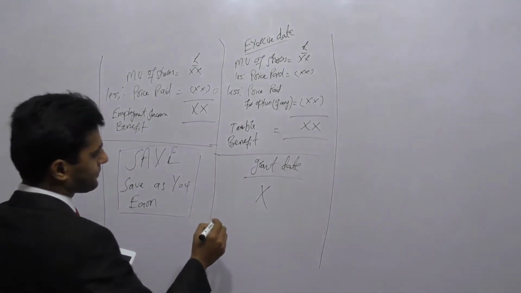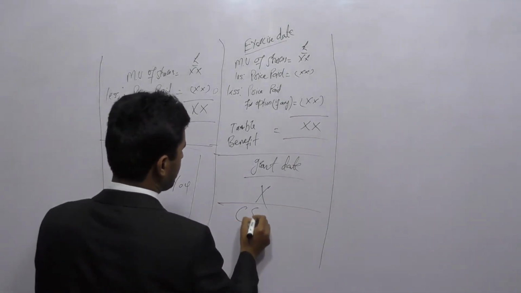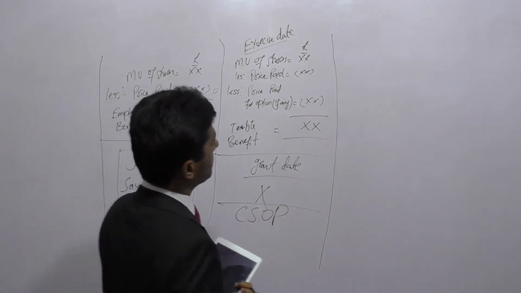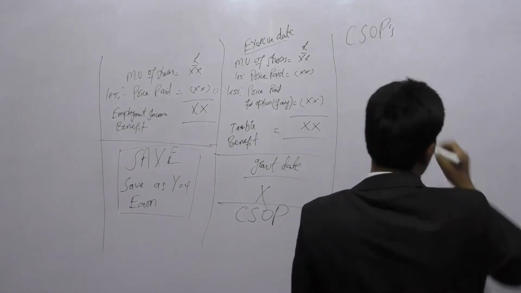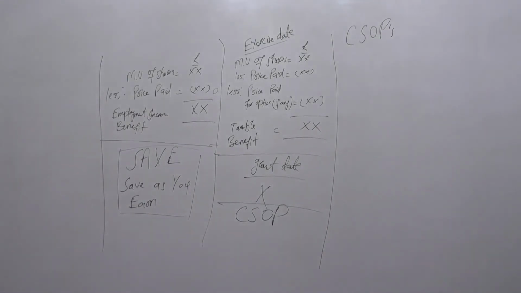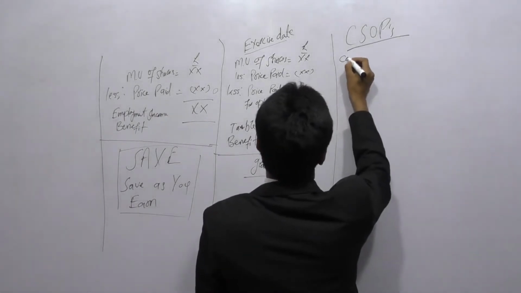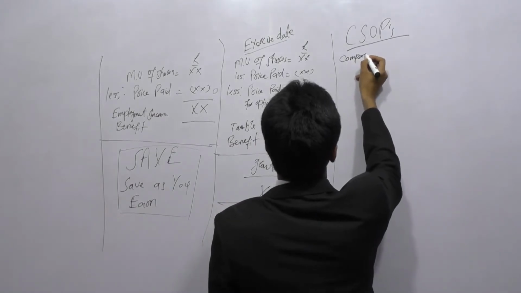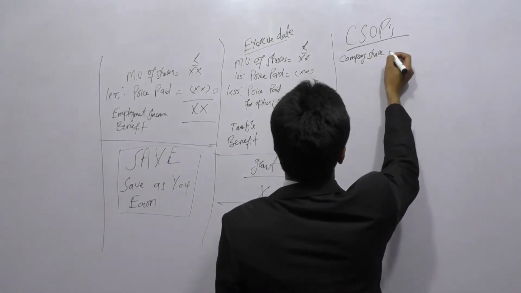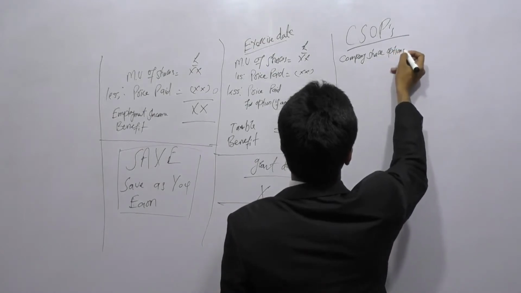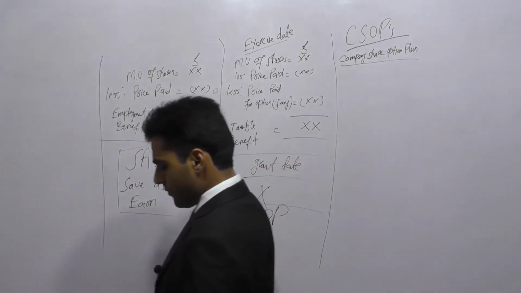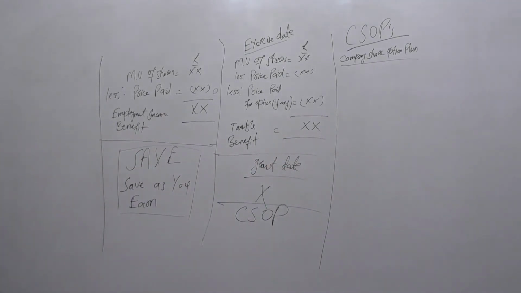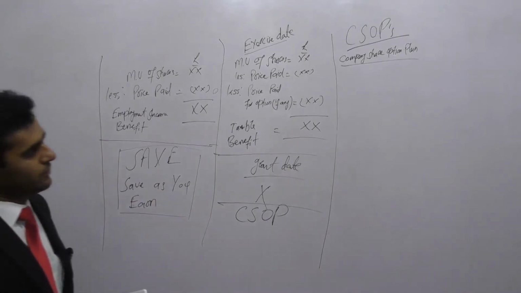Another scheme is company share option plans, CSOPs. I'll just write it down here. Company share option plans. So this means company share option plans. All right. We will see the difference between these two in a minute when we move to our notes.